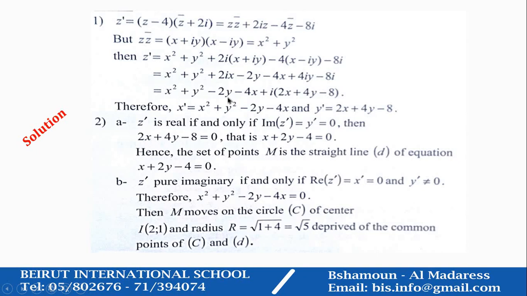Therefore, x squared plus y squared minus 2y minus 4x equals 0, which is the equation of a circle with center (2, 1). You divide by minus 2, and the radius is radical 5. So the set of points M is a circle of center (2, 1) and radius radical 5. Of course, the points of intersection of this circle and the straight line D are neglected, deprived.